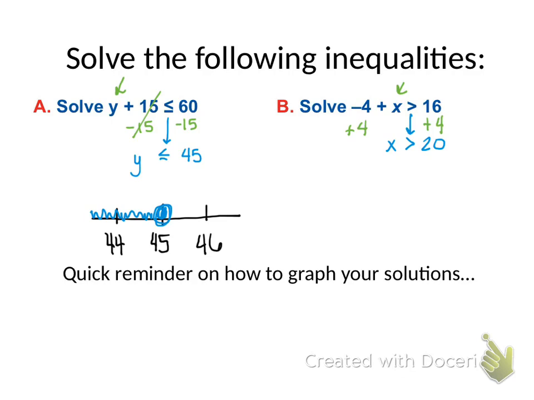All right, let's graph x is greater than 20. It cannot be equal to 20, so we're going to use an open circle, and we're going to shade where x is greater than 20. All right, so let's go ahead and look at some more examples.